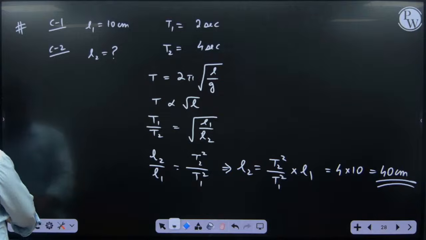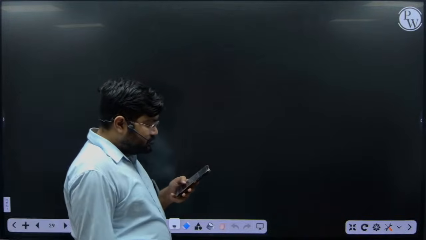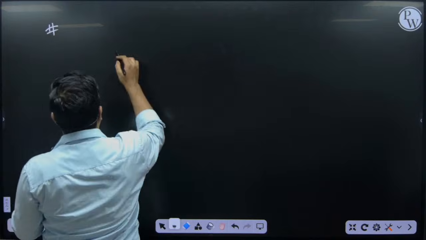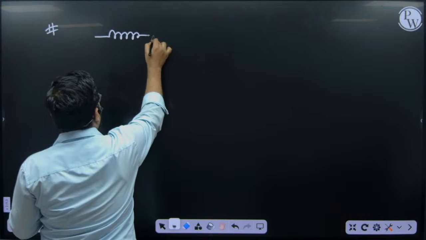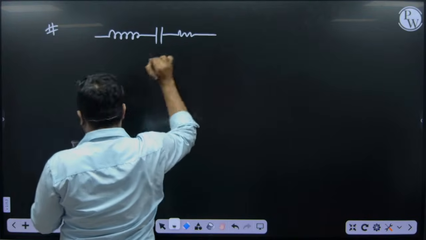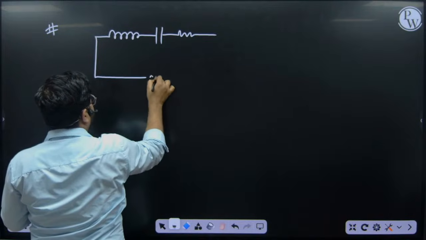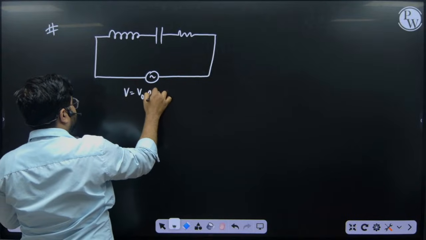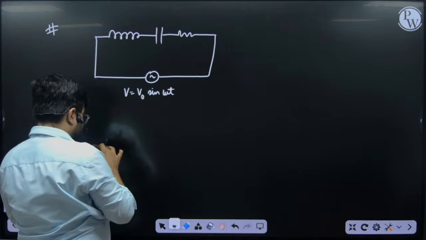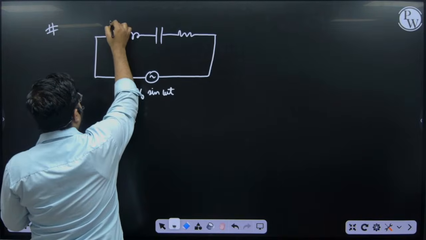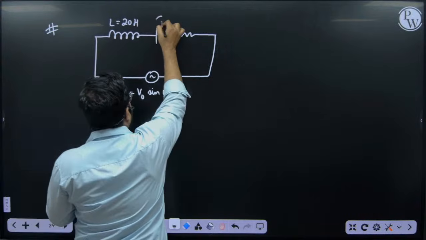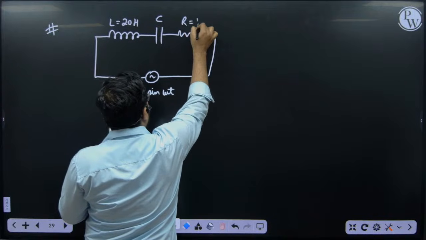All right, let us see another question. This question is from alternating current. So they have given us a circuit. They've given us an inductor, a capacitor, and a resistor connected with an alternating voltage source, and this is given as V0 sine omega t. Inductor is given as 20 Henry. Capacitor not given. Resistance given as 100 ohm.